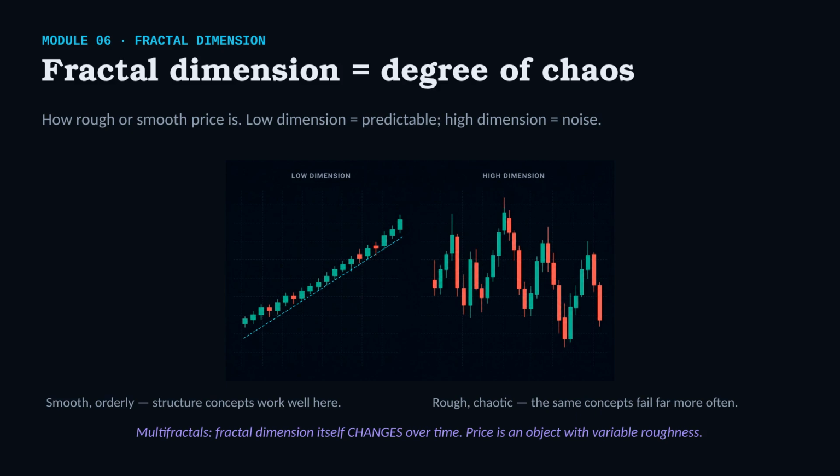And this leads directly to the idea of multifractals, which is the recognition that fractal dimension itself changes over time. In other words, price action is an object with variable fractal dimension. It alternates between periods of low and high roughness. That alternation is a far more realistic picture of the real market than anything you will see in a typical structure course. As a piece of trivia, the word fractal comes from the Latin fractus, meaning broken or fractured.